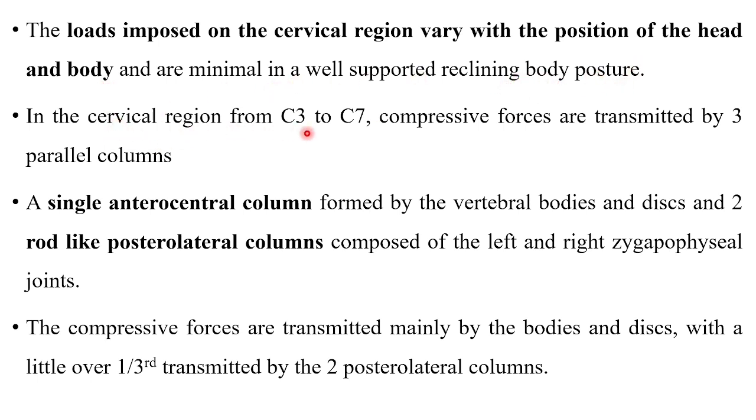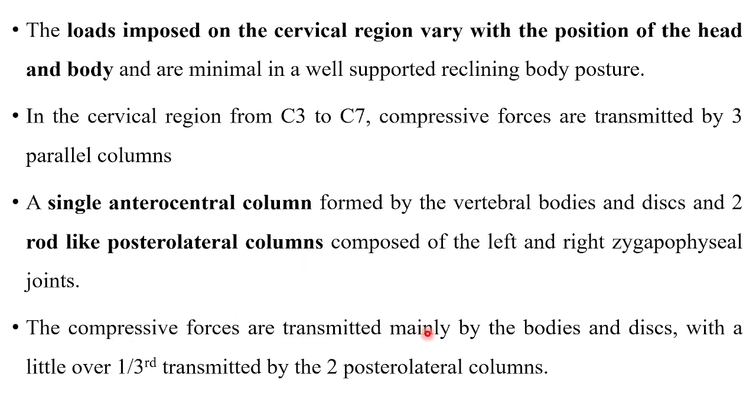In the cervical region from C3 to C7, compressive forces are transmitted by three parallel columns: a single anterocentral column formed by the vertebral bodies and discs, and two rod-like posterolateral columns composed of the left and right zygapophyseal joints. So the compressive forces are transmitted by three parallel columns, two lateral posterolateral columns and the single central, anterocentral column. The single anterocentral column is formed by the vertebral bodies and the disc, and the two posterolateral columns are composed of the right and left facet joints.